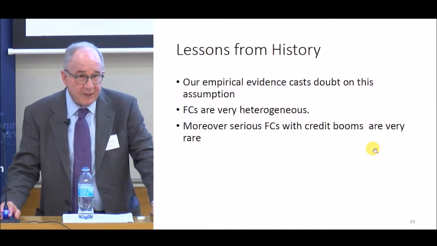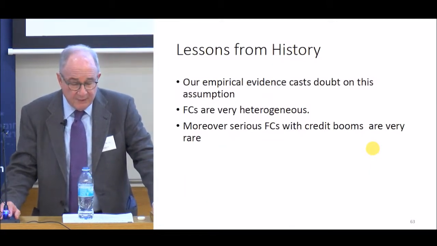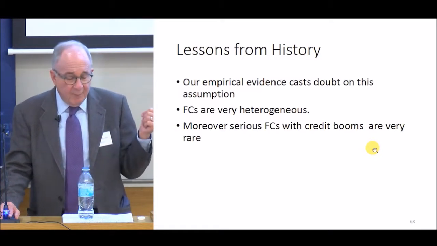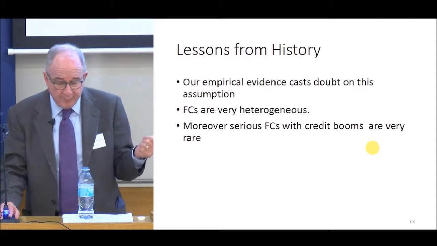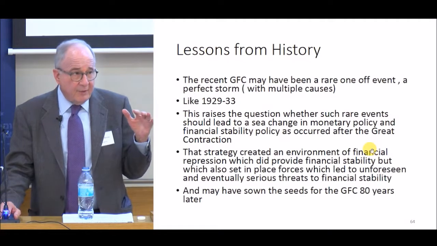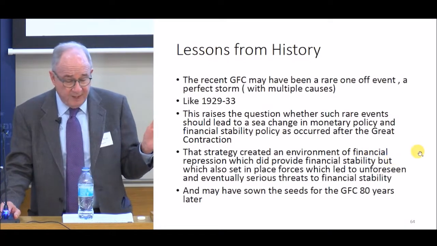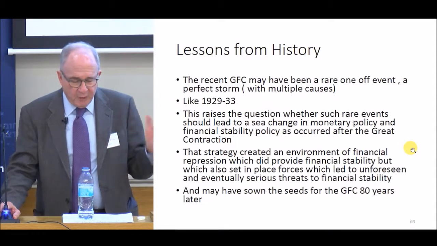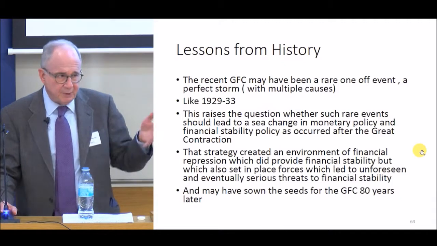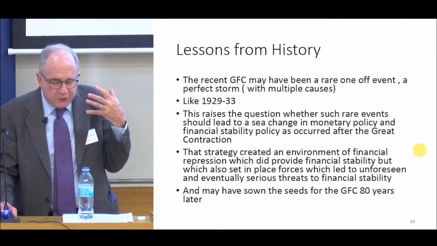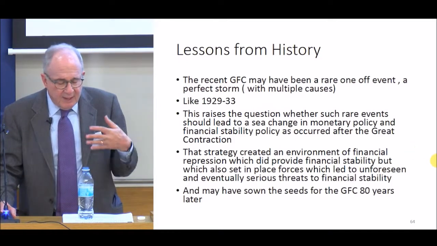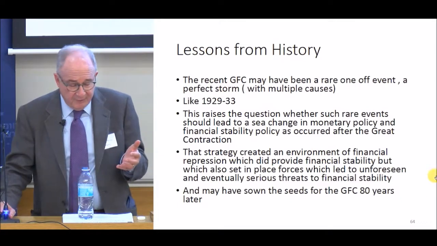The empirical evidence I've shown you casts some doubt on this basic assumption. Financial crises are very heterogeneous, and moreover, serious financial crises with credit booms are pretty rare. So the recent crisis might have been a rare one-off event. It may have been a perfect storm with multiple causes, like 29 to 33. And so the question comes up, I'm just repeating in a sense what I said before: should these rare events lead to a sea change in monetary policy and financial stability, as occurred after the Great Depression?